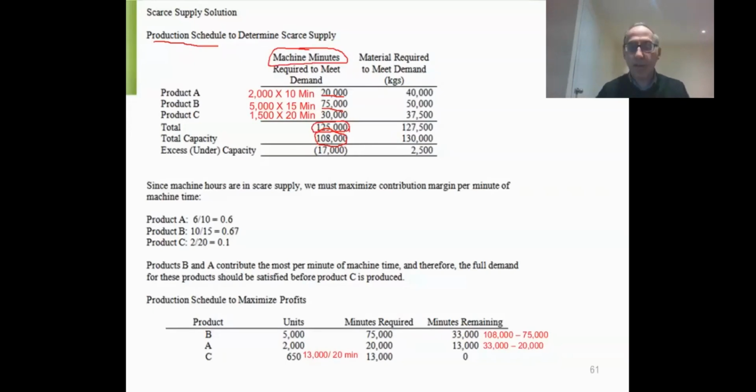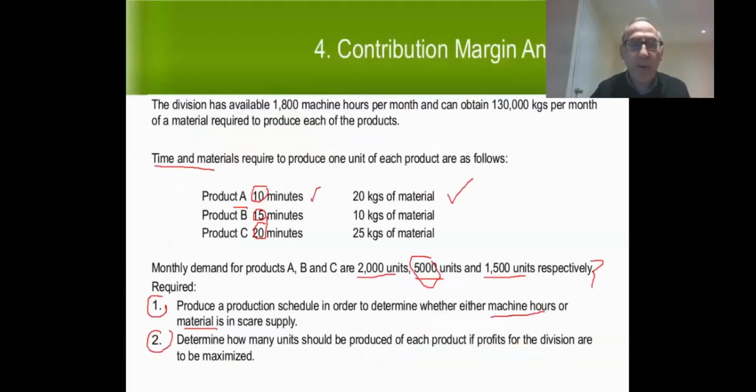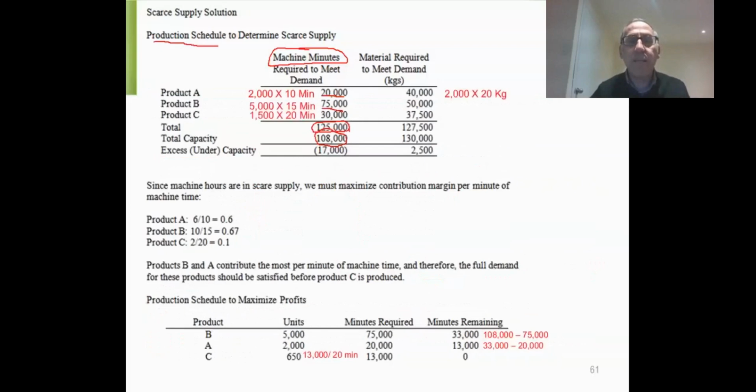Now let's take a look at materials. For materials, we know that for product A, if you just want to go back to the previous slide, we need 20 kilograms of material per unit, product B 10, and product C 25. So to fully meet demand for product A, we need 2,000 times 20 kilograms, which is 40,000 kilograms. For product B, 5,000 units demanded times 10 kilograms gives us 50,000. And for product C, 1,500 units times 25 kilograms gives us 37,500.